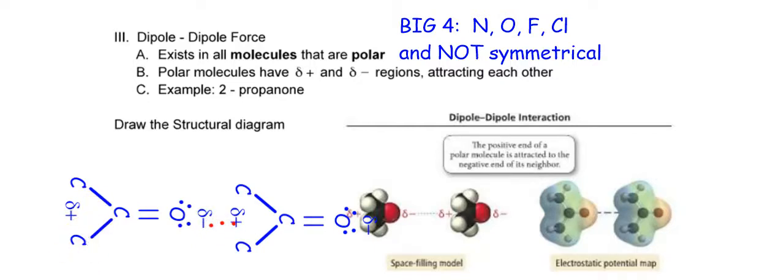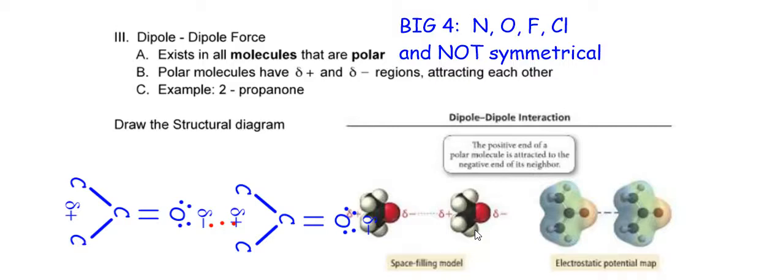All right, and so when you get that region of partial positive with the region of partial negative, that's the attraction. So that's what this is saying here. The positive end of the polar molecule is attracted to the negative end of its neighbor. So you need two molecules. That's why it's called dipole-dipole. All right, and each molecule needs to have a dipole, okay?